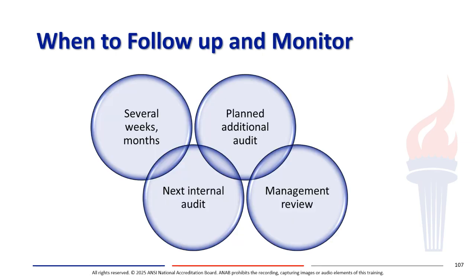And when to follow up and monitor. Think of the timing of implementation and how long the process must run before being able to determine if the actions were effective in eliminating the cause. It can be done in several weeks or months. It can be planned with a planned additional audit. It can be done during our next internal audit, or our next management review. All these steps mentioned will help us to create a good and effective corrective action plan.